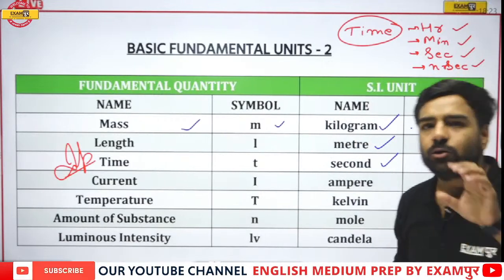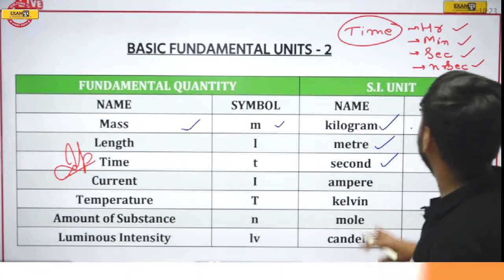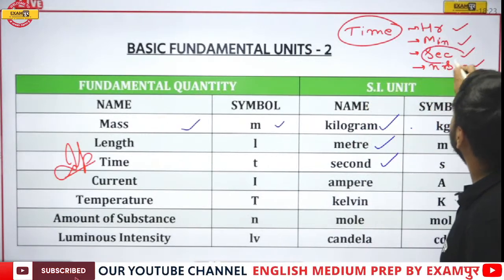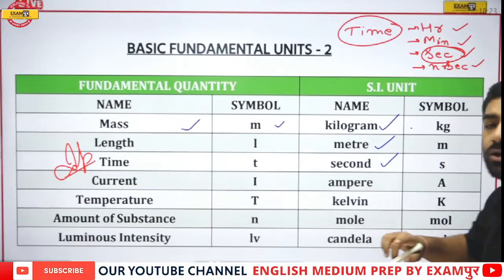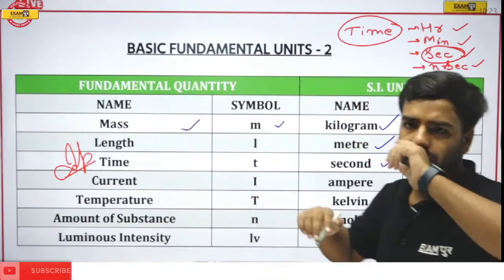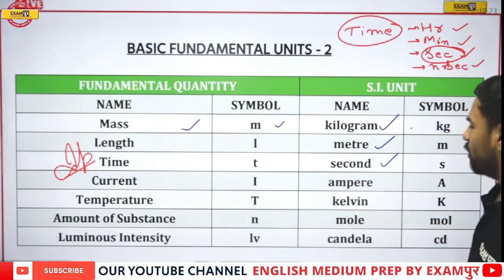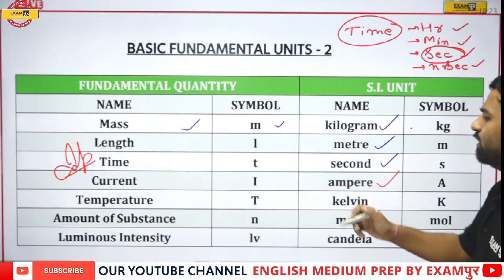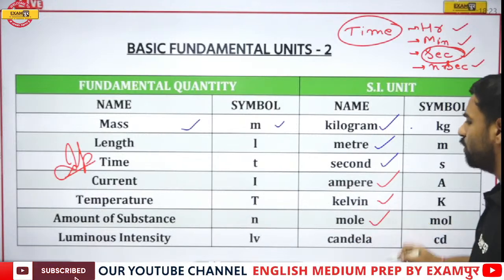No one? So please remember, when we are talking about time, second is going to be the correct answer. Please do not go with those R's and all. Totally correct, Harish, totally correct. Great. If I talk about current, here comes ampere, temperature is Kelvin, amount of substance is the mole, and luminous intensity is candela.